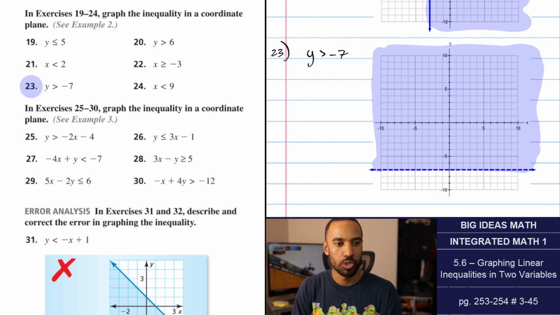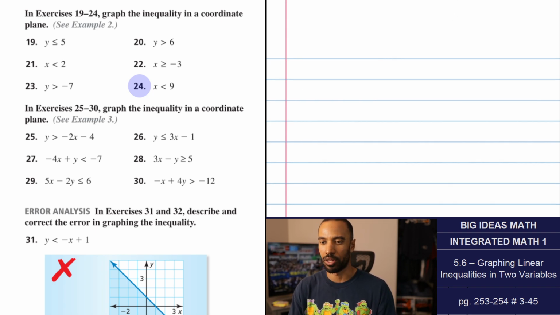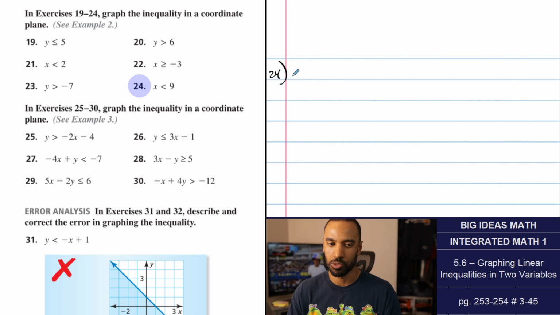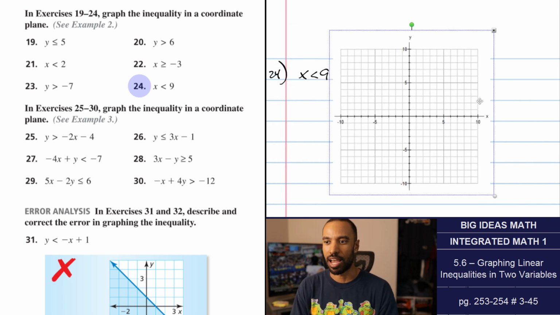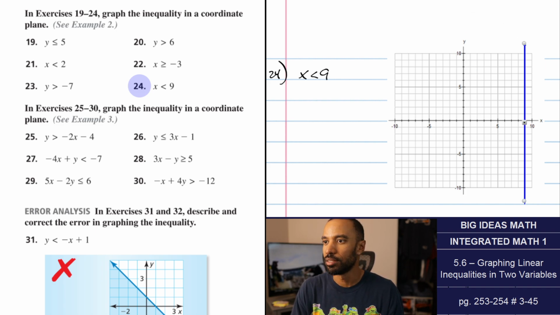Okay, and then number 24, x is less than 9. Oh, we really got a lot to shade there. You know what I should do for these ones, because they are just vertical and horizontal lines? Let me show you. I'm going to do something different on this one. I'm going to shade the same way, but x is less than 9. There's a vertical line on x equals 9, and because it is not also equal to, we will be doing a dashed line.